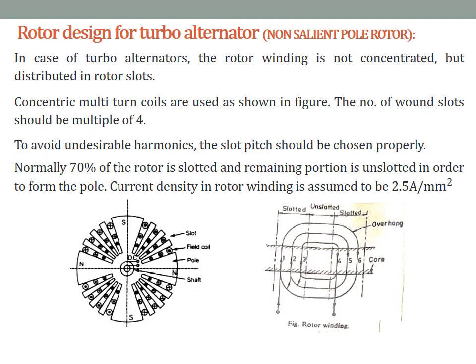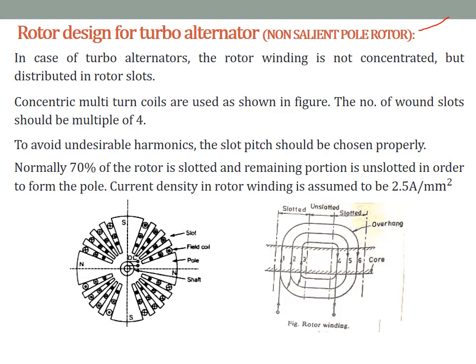Finally, coming to the rotor design of a turbo alternator, that is the non-salient pole rotor. Turbo alternators are usually used in thermal power stations or nuclear power stations. Turbo means the speed is very high, so in that case you cannot go for salient poles, because whenever machine speed is high, a large amount of centrifugal force will be acting on the body. So you cannot go for salient poles.